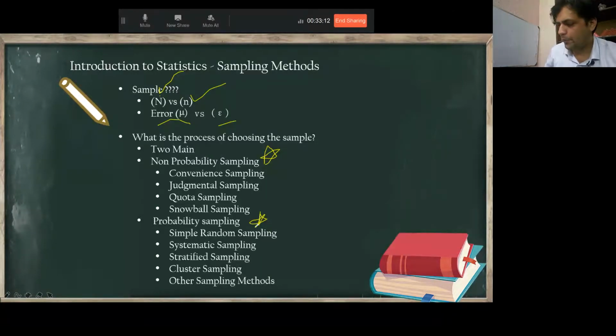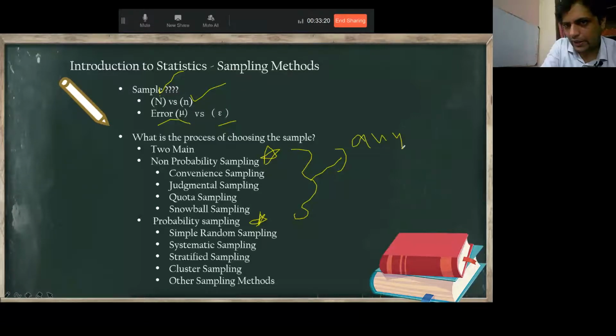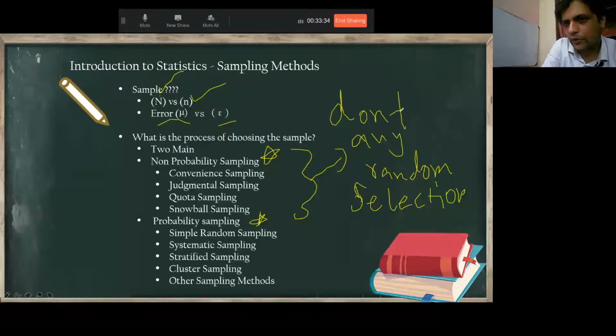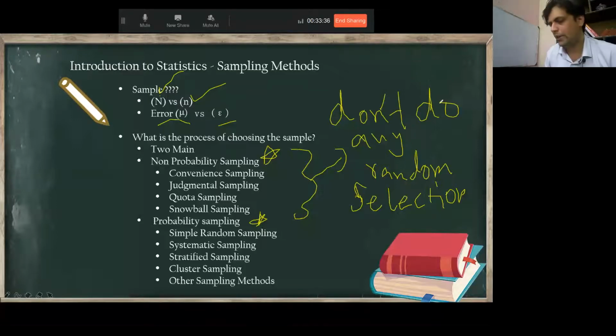The non-probability sampling means no random selection. So in these kinds of methods, we don't do any random selection. Random selection means when you don't know what you're choosing, right? That's random. So we don't do any random sampling. So it means it's biased, or you choose by yourself based on certain things, right?